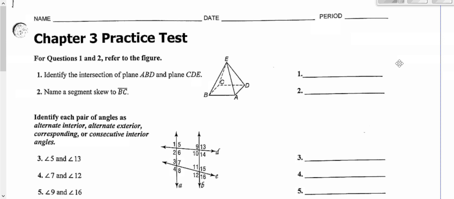Welcome to this Unit 2 and Chapter 3 practice test as we prepare for our unit test. So let's take a look at these questions that you have in your handout and let's solve them.